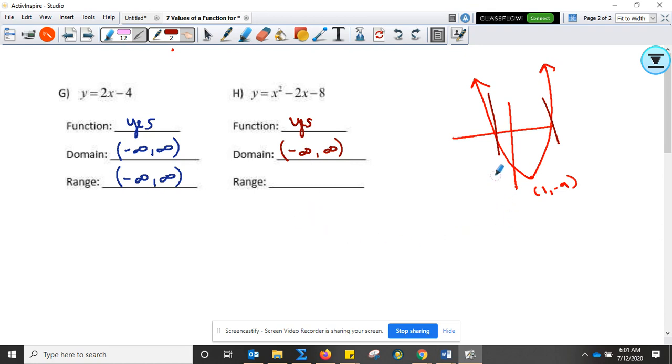Now my range, you want to look at your lowest y value. So my lowest y value is -9. And we know that -9 is the endpoint, so bracket -9, comma, infinity, because those arrows tell you it keeps on going.